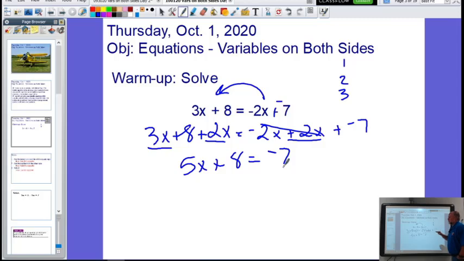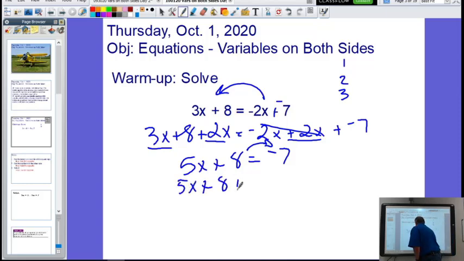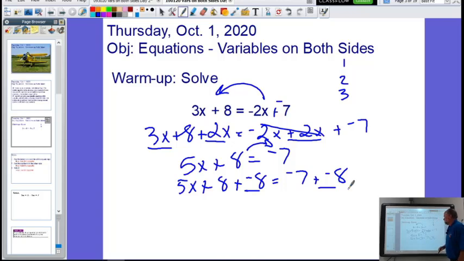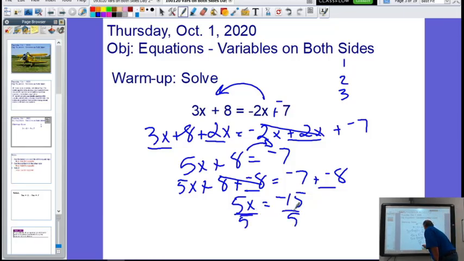So now we're just at a regular two-step equation. So now I need to move the 8 over to be with the negative 7, and we do that again by adding its opposite. So plus 8 plus negative 8 equals negative 7 plus the negative 8, because that was the new thing that I added. And then we simplify again, so my 8s go away, I'm left with 5x is equal to, and on the right-hand side I end up with negative 15. And then I divide both sides by 5, and we end up with x is equal to negative 3.